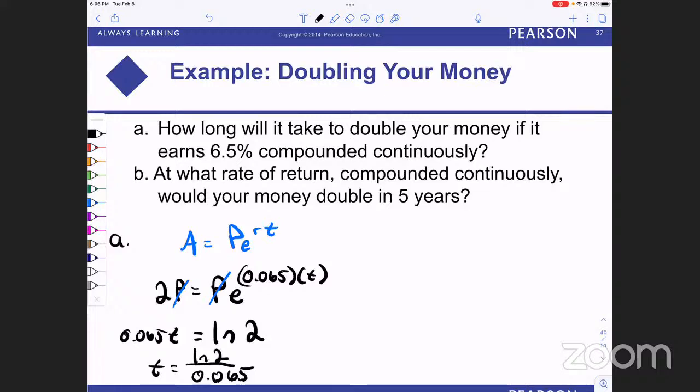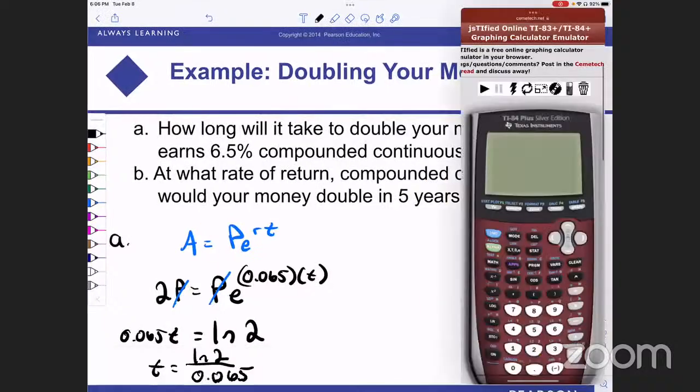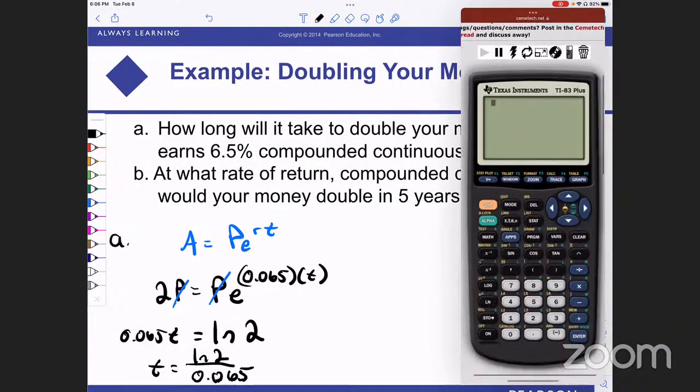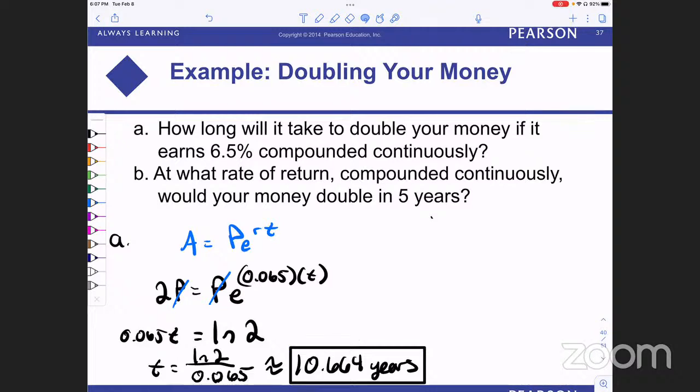Calculator. Natural log of 2 divided by 0.065, 10.664. So your money, compounding continuously, will double in about 10.664 years.